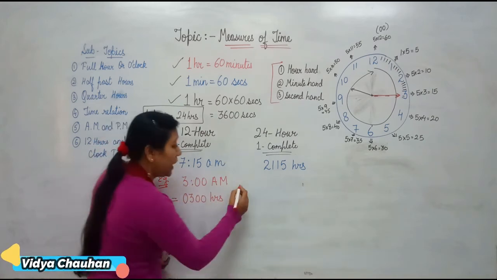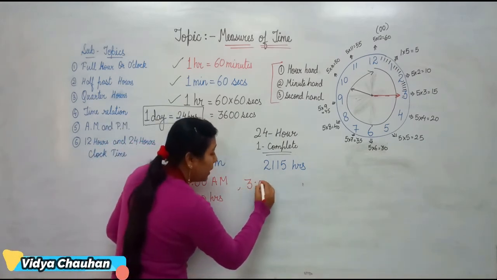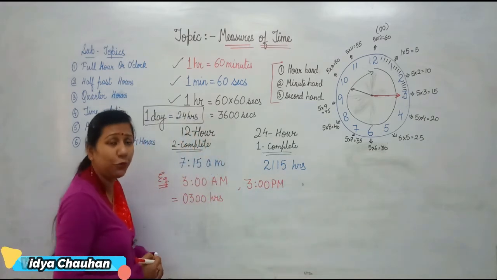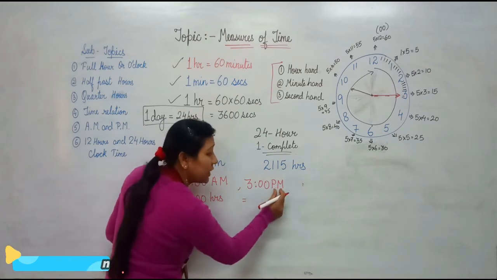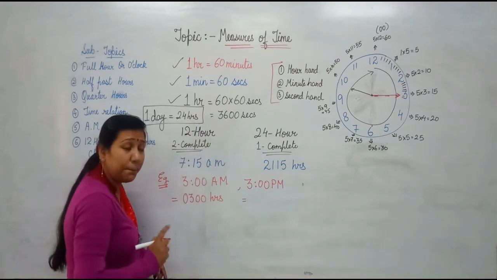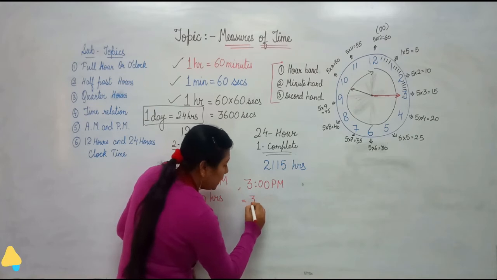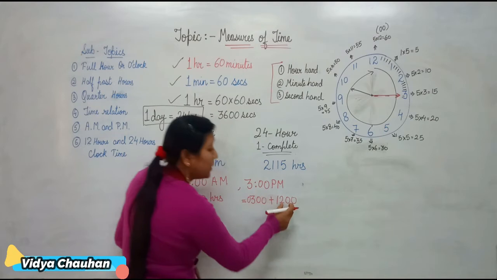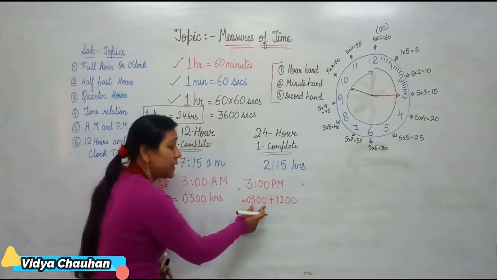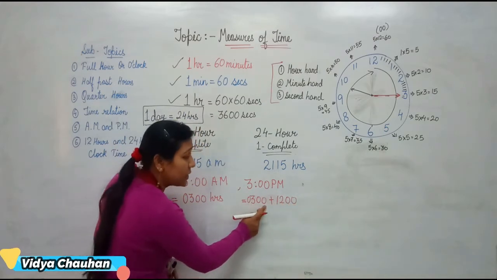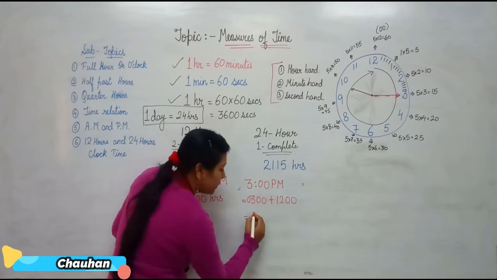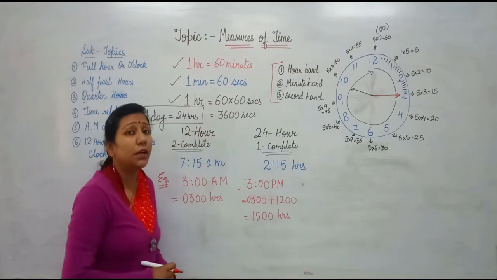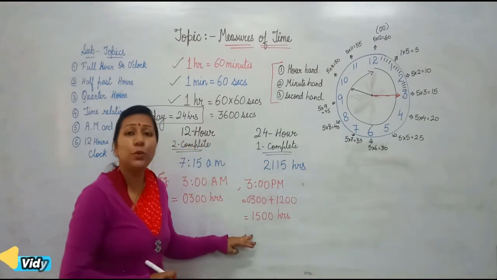Now opposite to that, if the same time was 3 PM and it is said to write it in 24-hour clock, then because it is PM, you will write 300 plus 1200. That means you will add 12 hours to this 3 PM. After adding this value, you will get 1500 hours. So this is how you can convert a 12-hour clock to 24-hour clock.